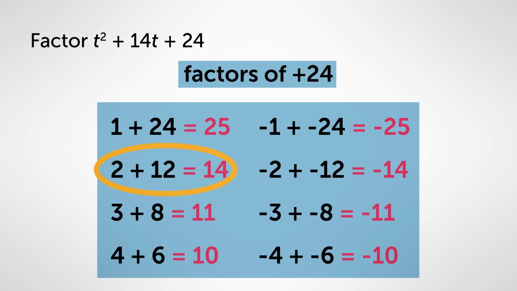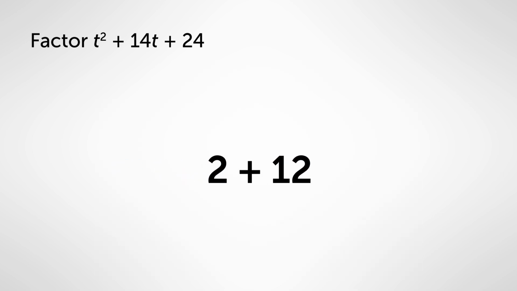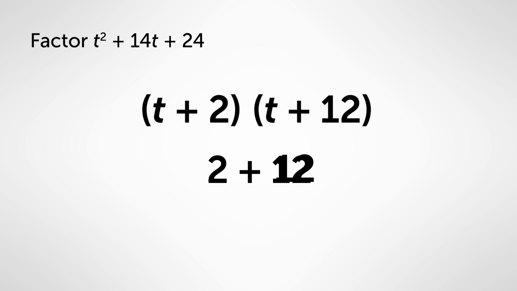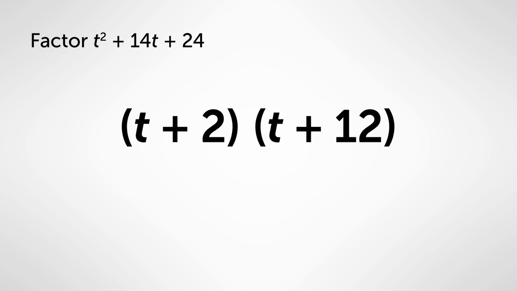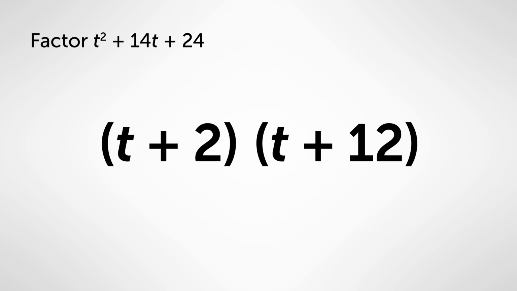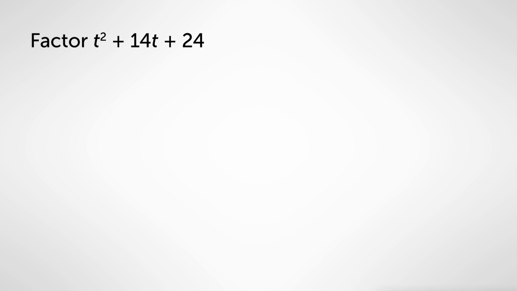Once we have these numbers, we now place each of them into a binomial to yield the quantity of t plus 2, that is my first factor, and the quantity of t plus 12. The sign of the factors helps to determine if the number is added or subtracted to the variable. So, the factors of t squared plus 14t plus 24 are the quantity of t plus 2 times the quantity of t plus 12. Now let's try this problem with algebra tiles.